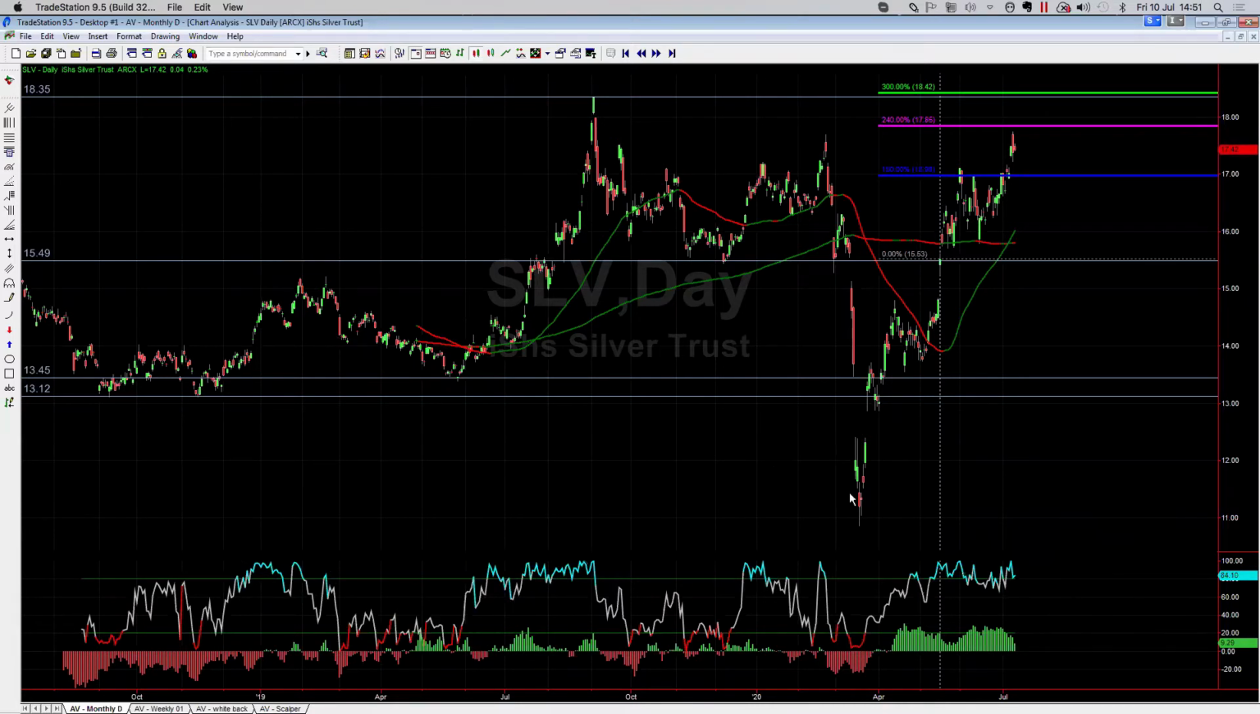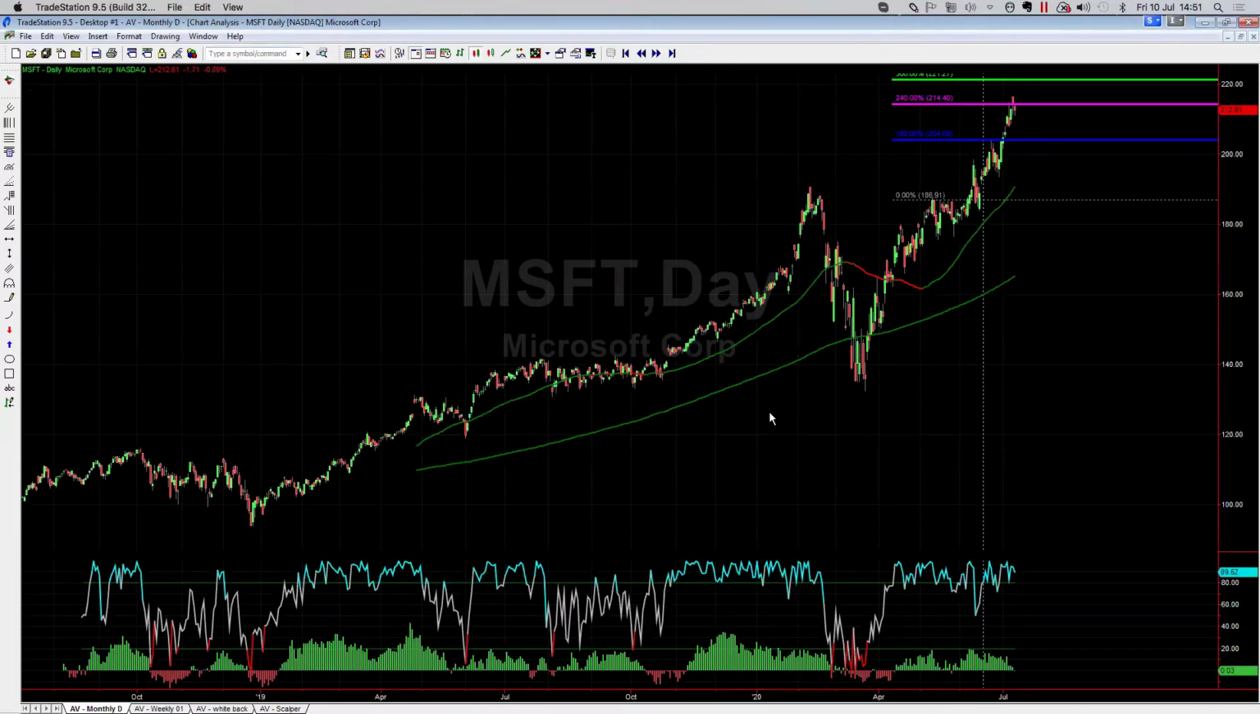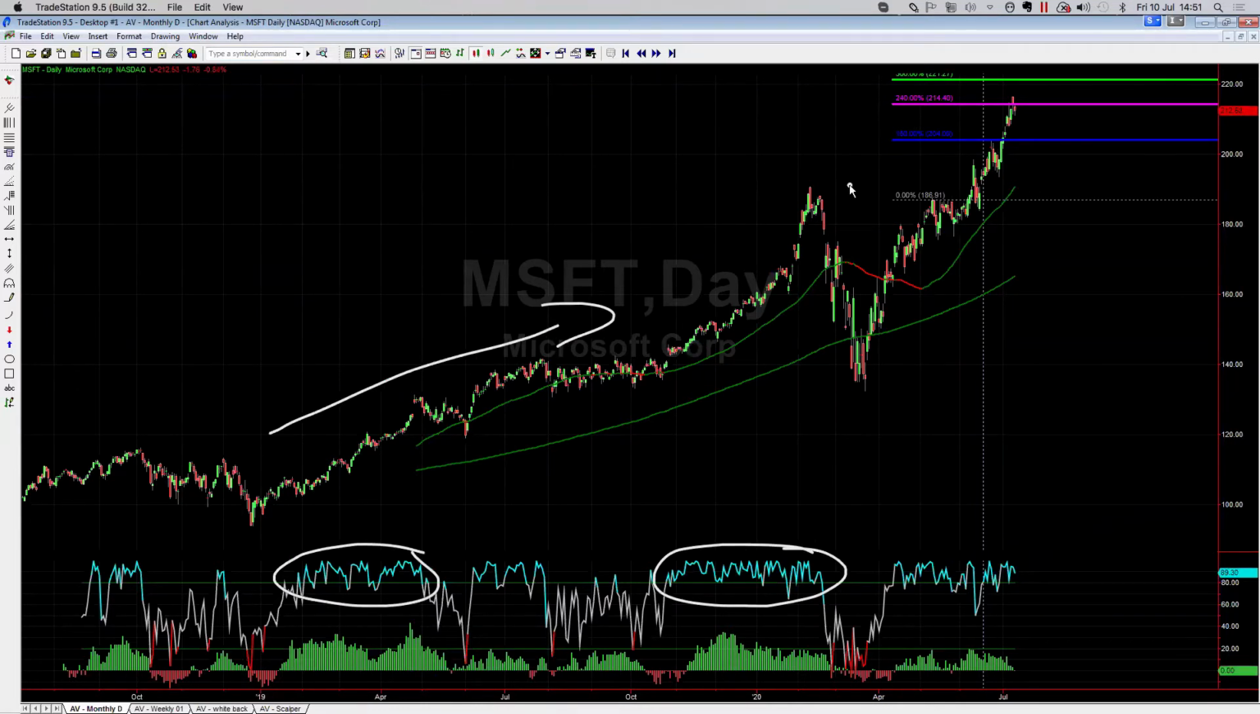Now, if I was looking at, let's use Microsoft as an example, we can see that this trends for long periods of time. If we were looking at this type of chart, I probably wouldn't be worried about volume and momentum declining, because we've seen it happen before, and yet the movements stay relatively strong. This is a good stock.